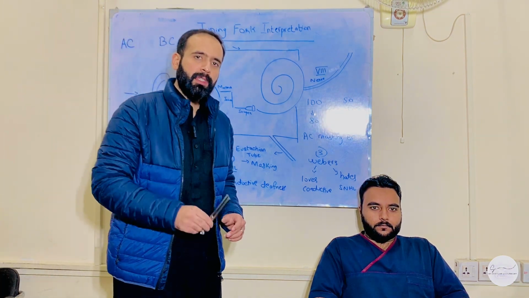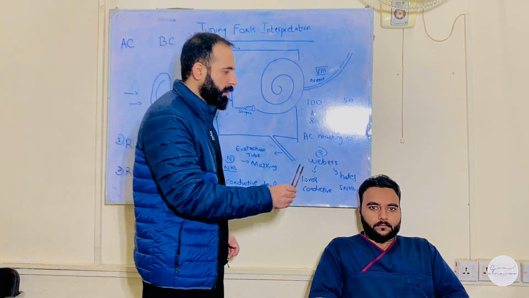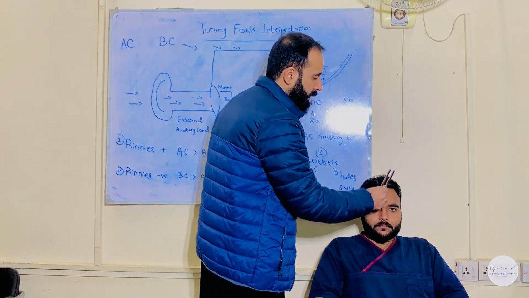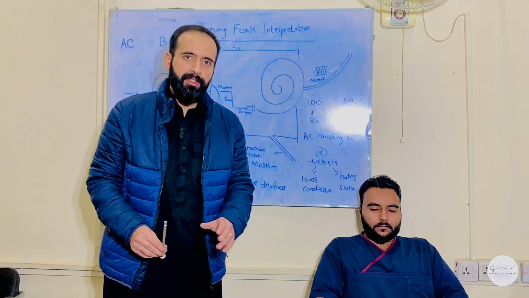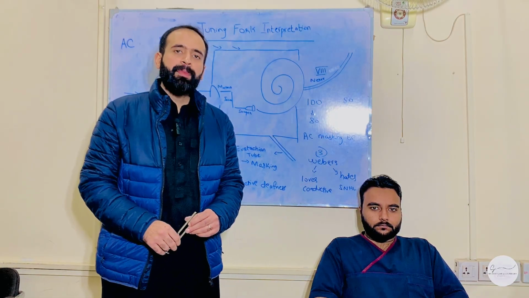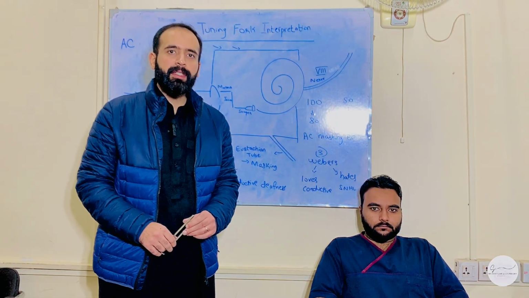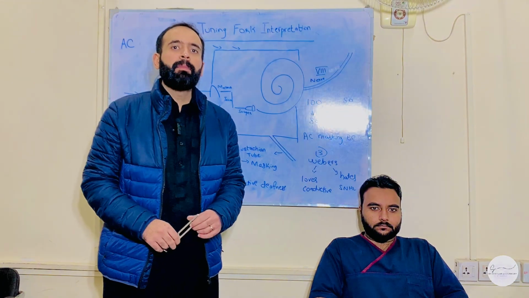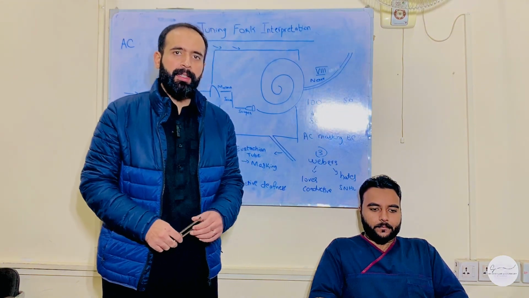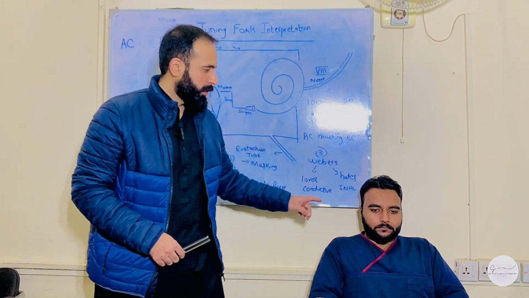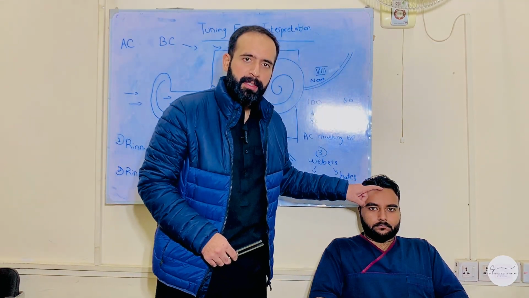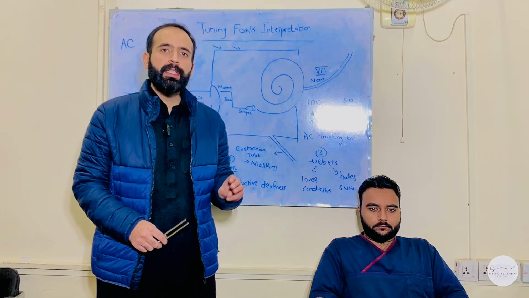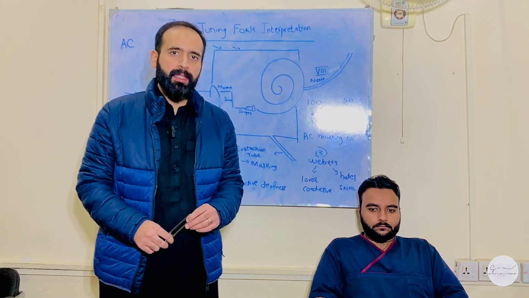Now I proceed on to the Weber's. I do the Weber's and patients say that they can hear it in both ears, or the Weber is central. What does this mean? This means that the patient is having conductive deafness in both ears but equal conductive deafness. So scenario number 3, Rinne is negative and Weber central. This means that the patient is having equal conductive deafness in both ears.